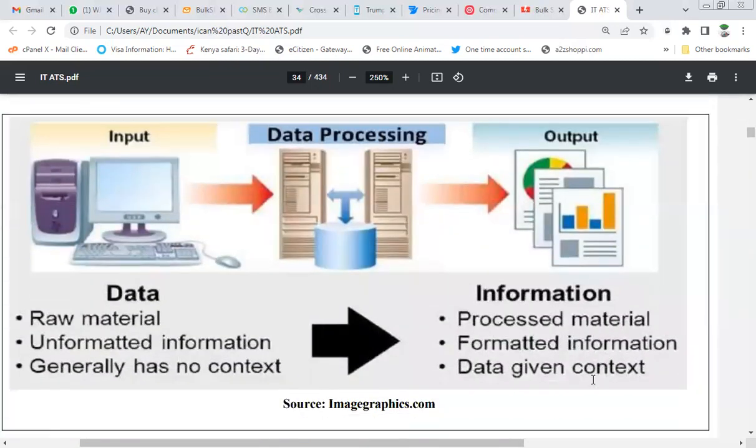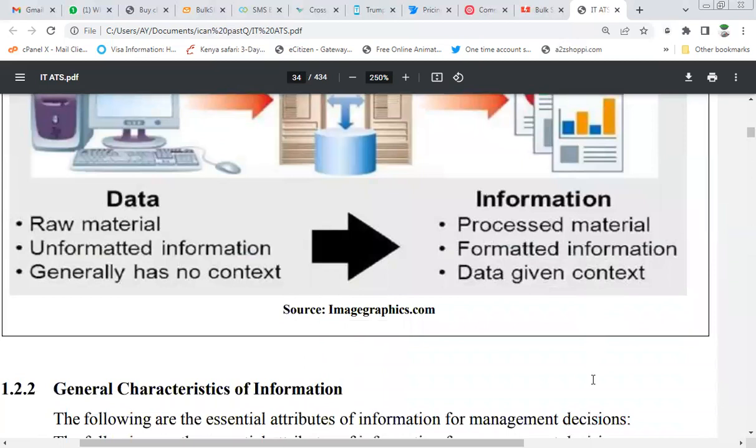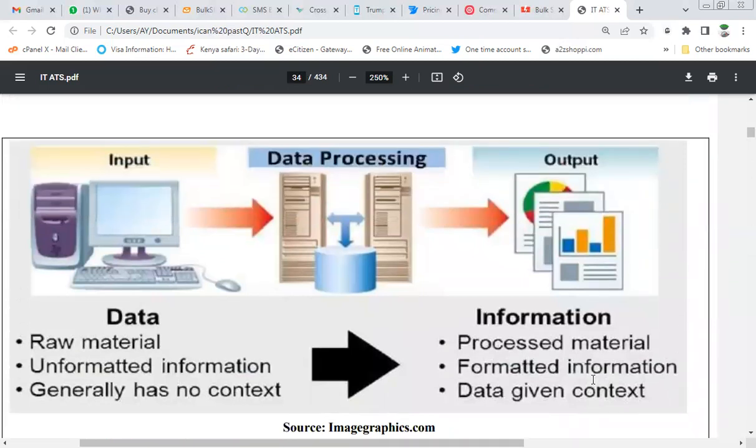So we have a diagram here which talks about data and information, especially in a computer system. Just the same way you saw the diagram earlier on, here we have this computer which serves as an input device. Then we have the data processing, which has to do with your central processing unit and your storage device. Then the output of information.